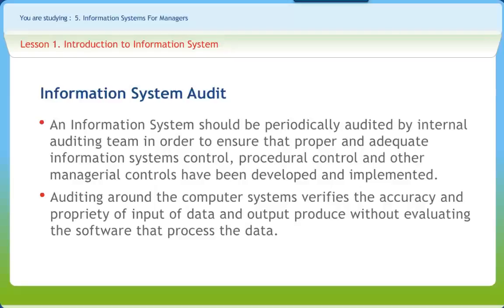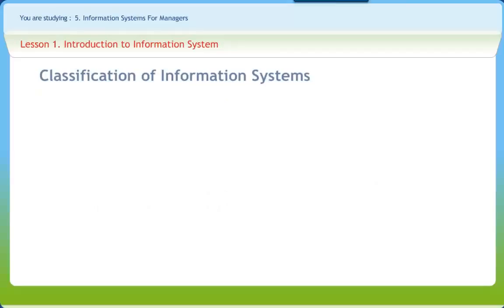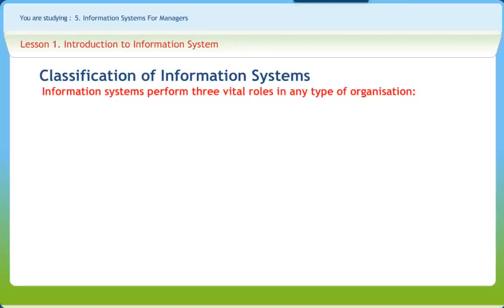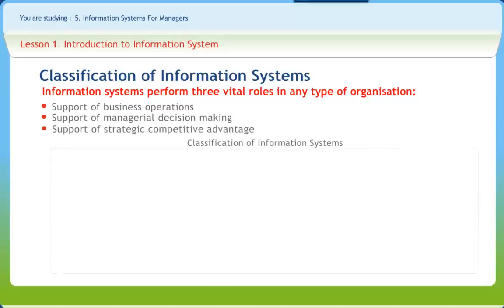Another objective of auditing procedure is to test the integrity of the application's audit trail. In any type of organization, information systems perform three vital roles, namely support of business operations, support of managerial decision making, and support of strategic competitive advantage.